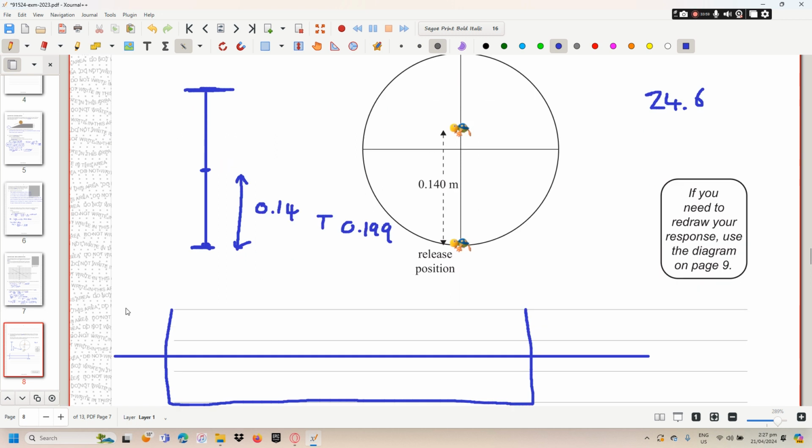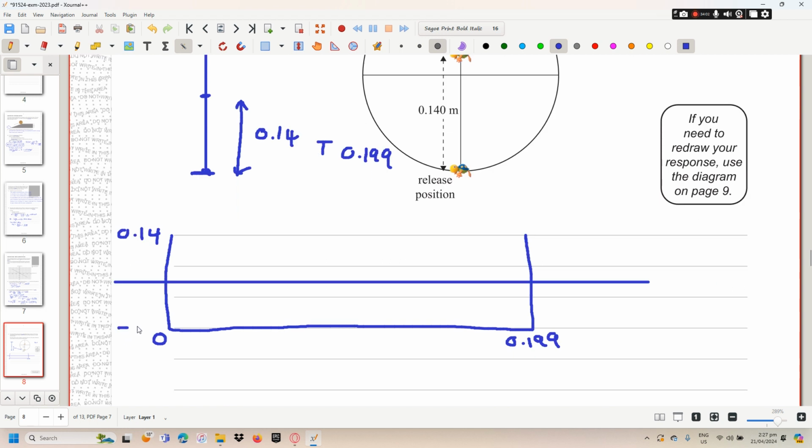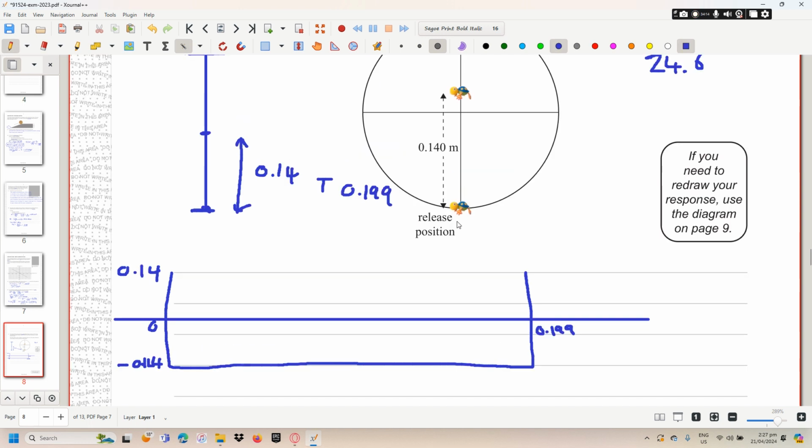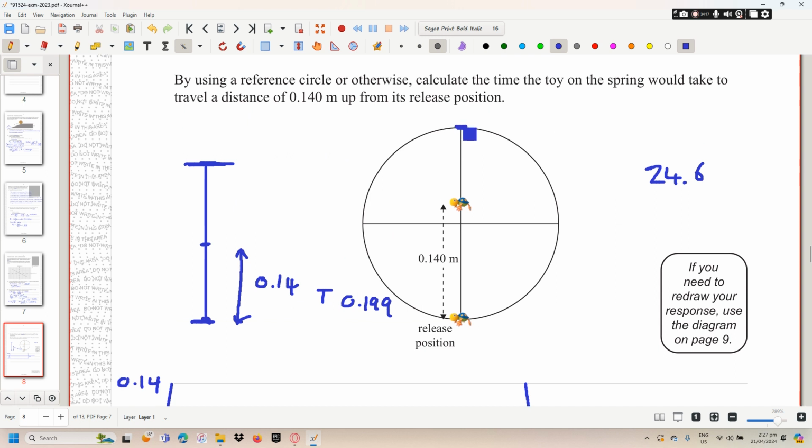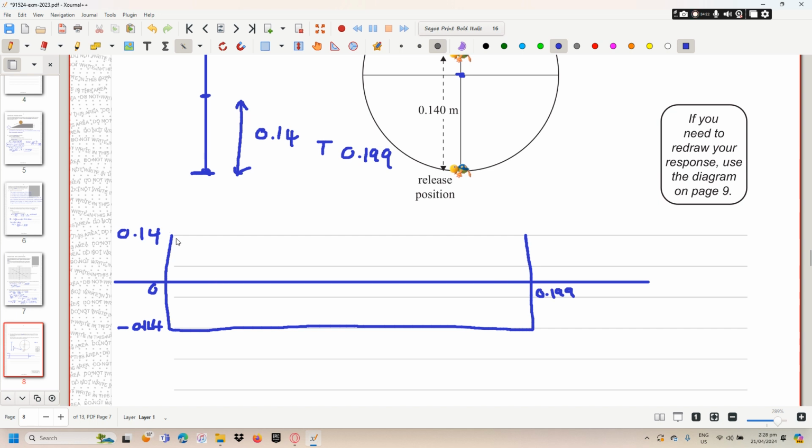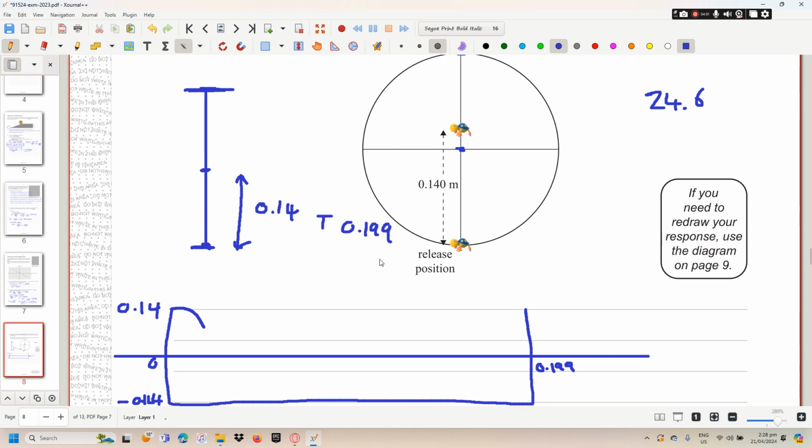So it starts 0.14 meters, 0.14, this can be negative 0.14. This is time equals 0, time equals 0.199. At the first instance, let's say this is equilibrium here. Straight away, it is 0.14 meters away, and it moves. Oh, this is a graph of displacement from equilibrium against time, and it's going to look like this.